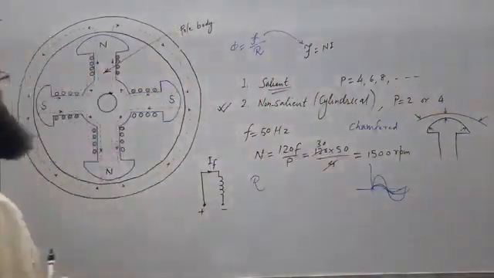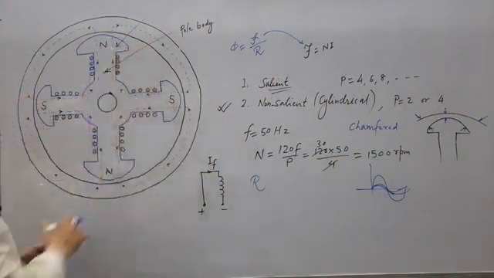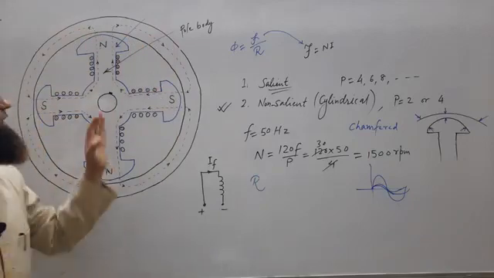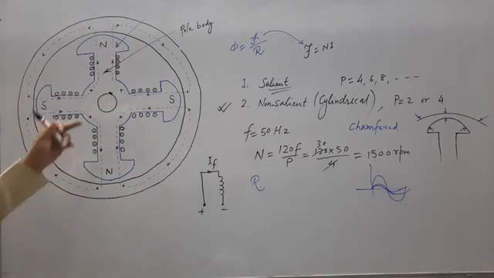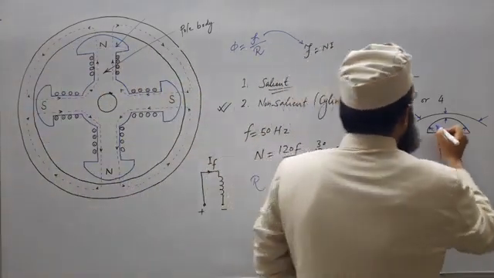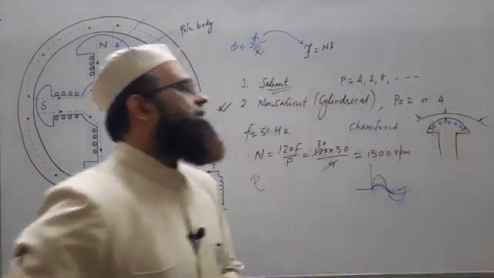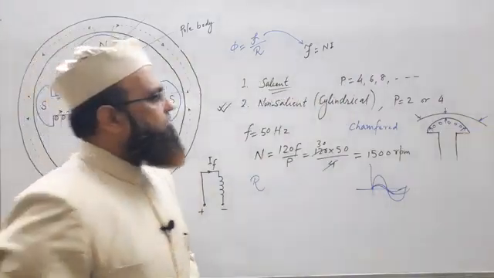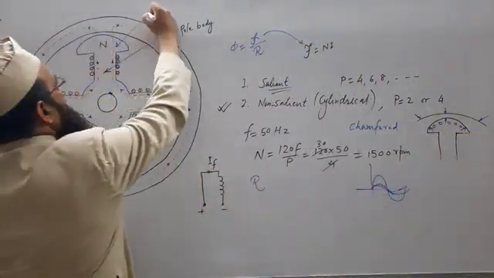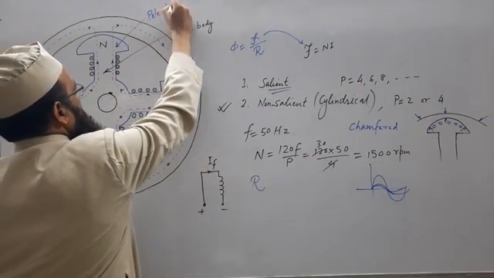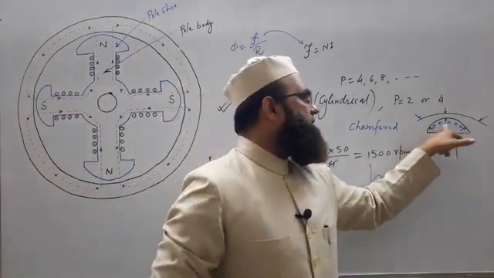Now come to the pole shoe. This upper portion is known as pole shoe. See the structure, the shape is somewhat like a shoe, so the name is pole shoe. This is the pole body, this is the pole shoe. So in the pole shoe, holes are drilled. We are talking about salient pole structure. So holes are drilled on the pole shoe, and copper bars are inserted in these holes.